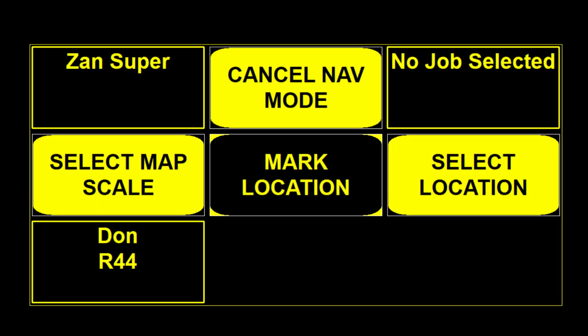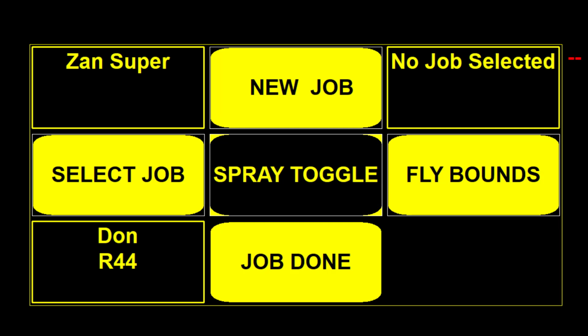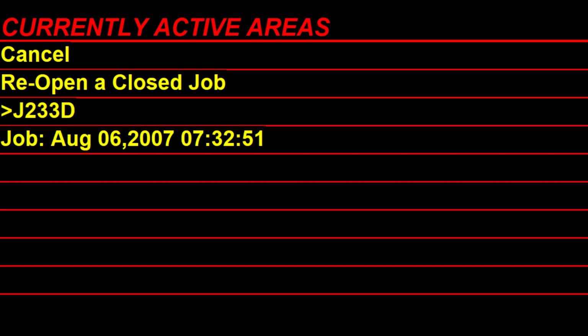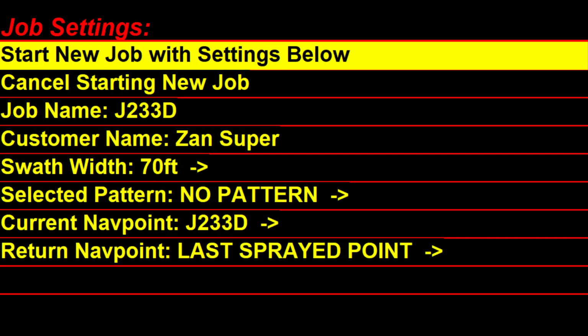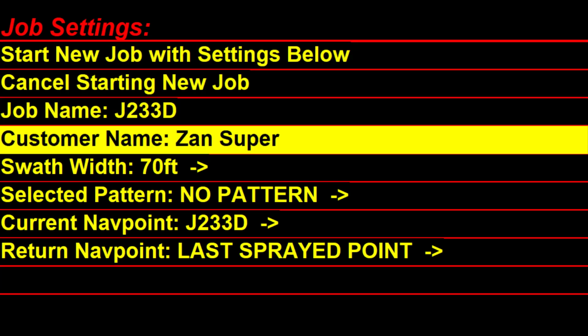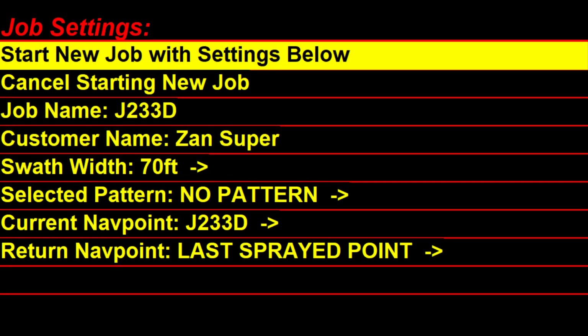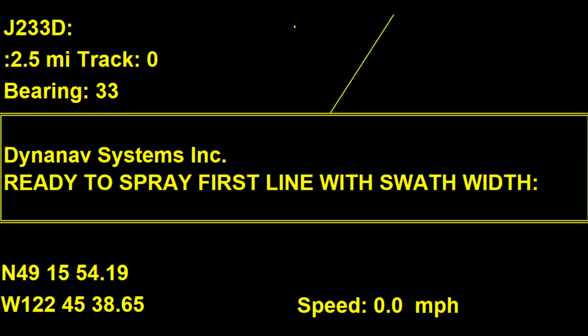So now we simply cancel Nav Mode, okay, and then hit Select Job, and now we'll find there it is. That's the job that we named earlier as your nav point to go to that job. So now all I have to do is pull the trigger, and all my settings should be good for swath width, etc. So just start the new job with the settings below.